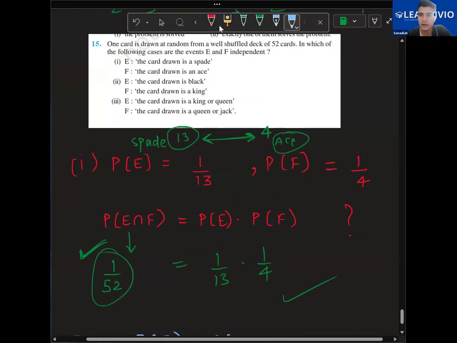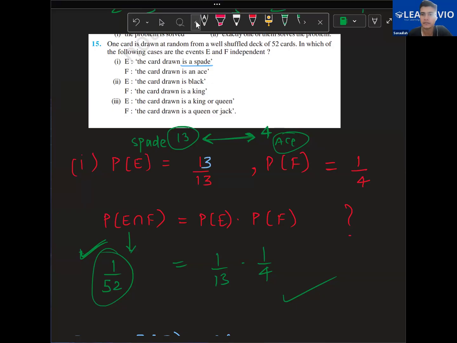Okay, see in the first part, there is a correction. We had drawn a spade, right? मैंने 52 नहीं लिया यहाँ पे, 13 by 52 ले लिया. Yeah, it is 13/52. It is 13/52. So this is 1/4.